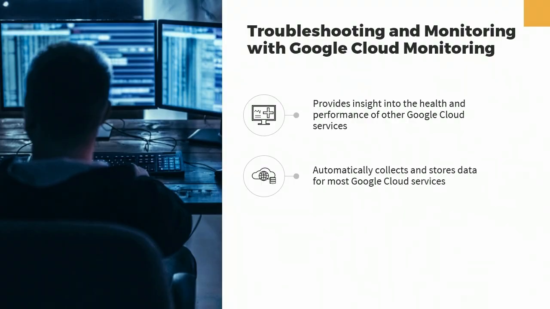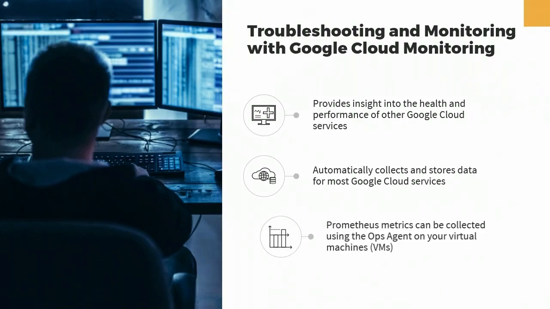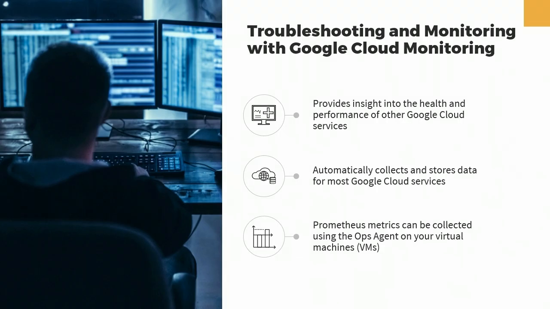It automatically collects and stores data for most Google Cloud services by default, and some of them can be enabled. Prometheus metrics can be collected using what's called an Ops Agent on our virtual machine, so I can actually see what's happening inside of my virtual machine tasks when I use a Prometheus Ops Agent.